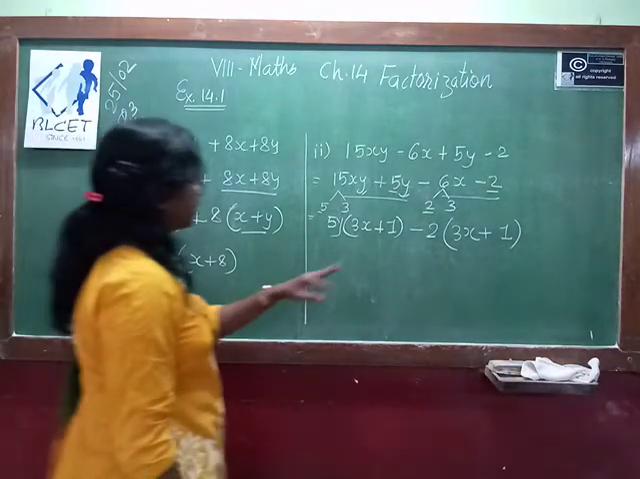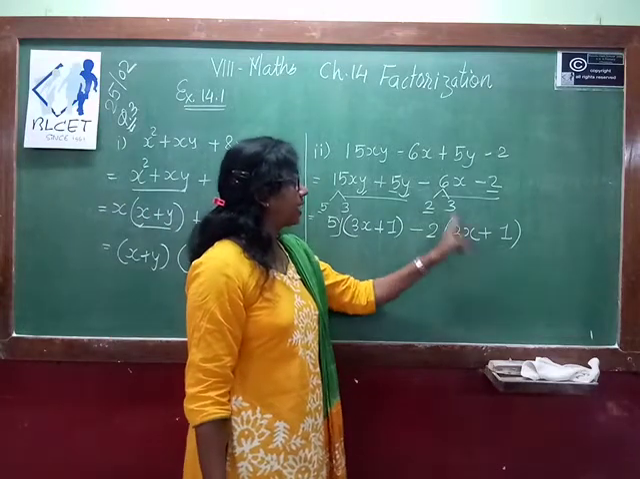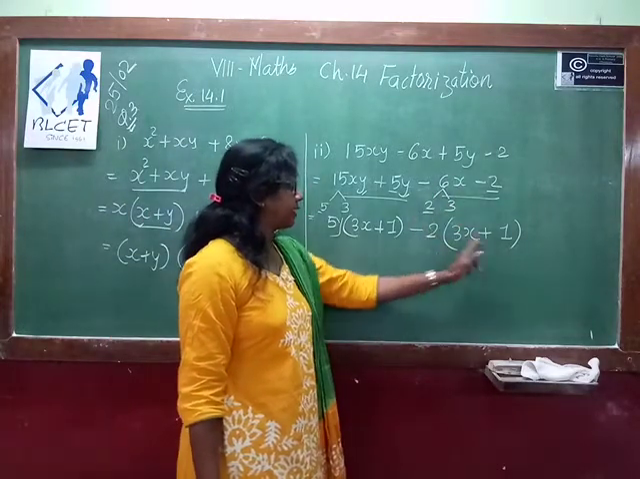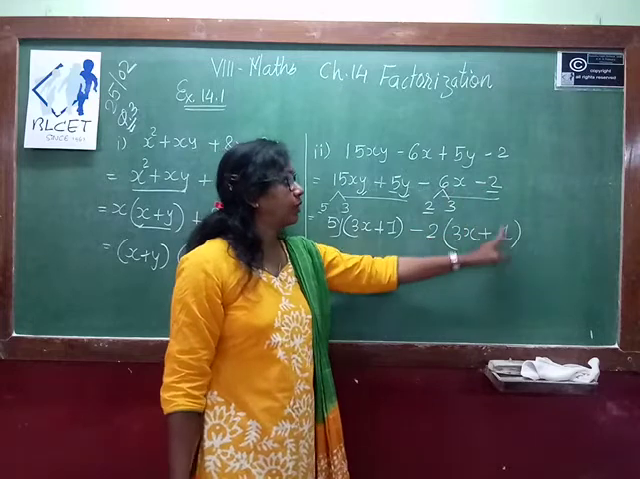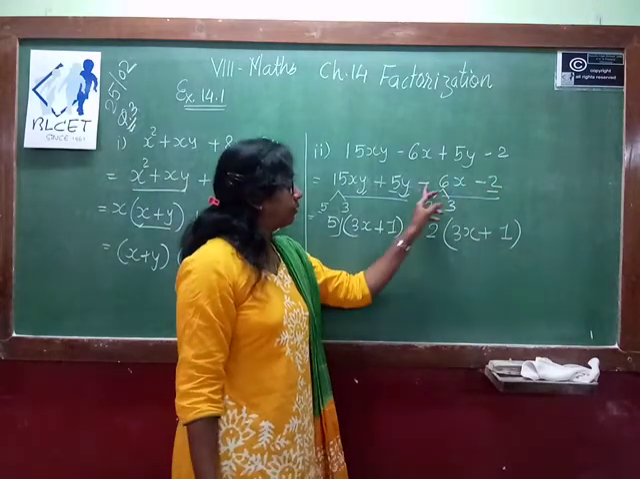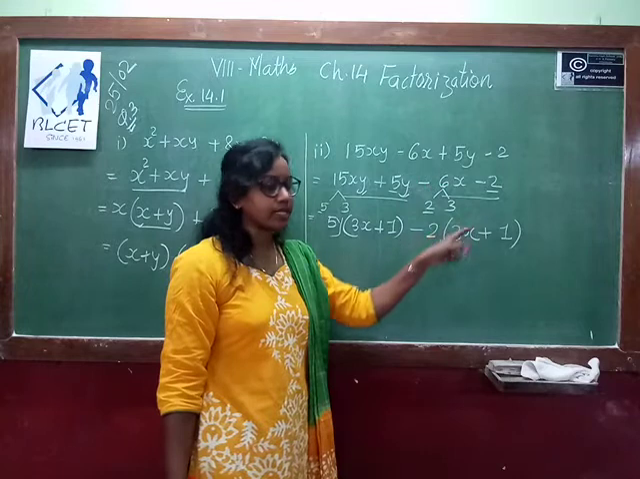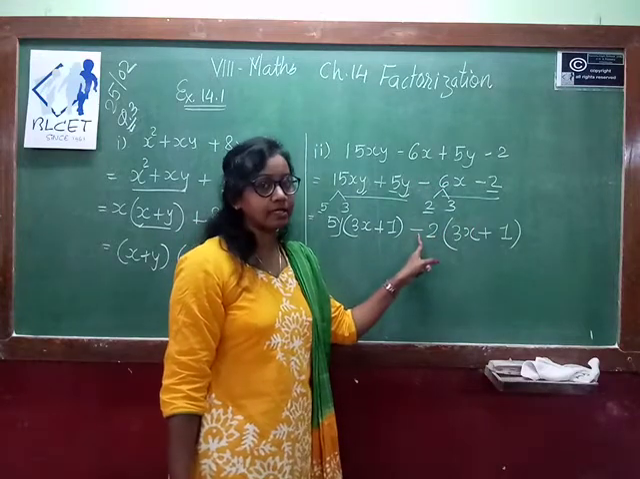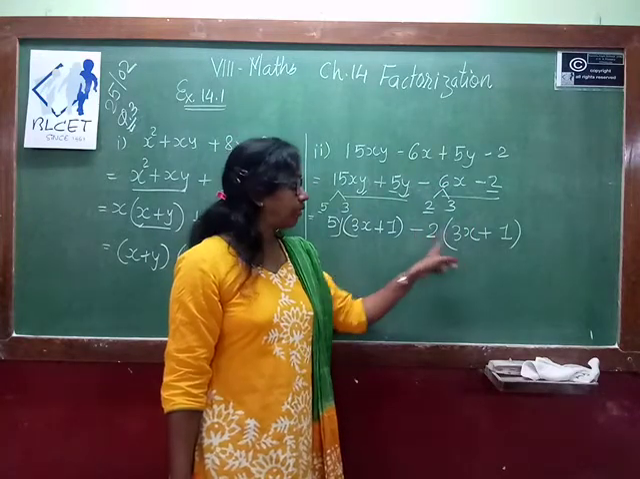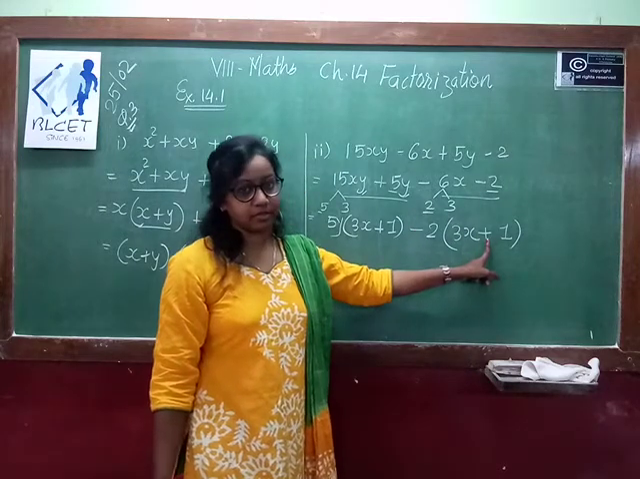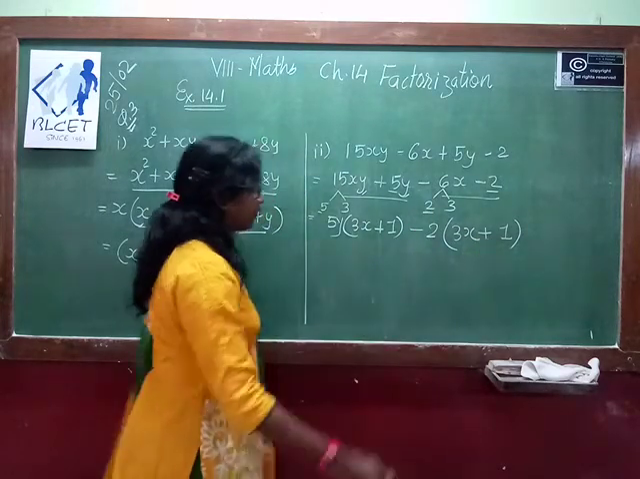So now if you want to check your answer, the minus 2 into 3x will give you minus 6x. This is minus into plus, minus. So minus 2 into 1 will give you minus 2. These two terms are negative, so obviously we have to write here minus. And when you take minus out, you have to keep here plus. This you have to take care.